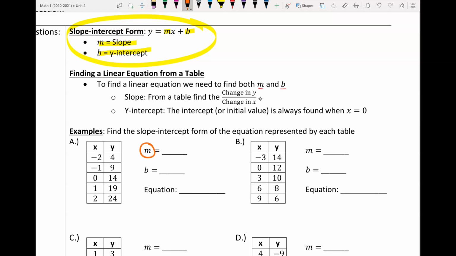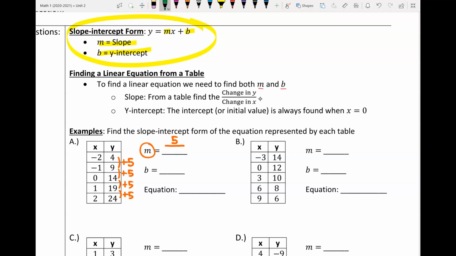Alright, so let's find our slope. We need to find the change in y. What does that mean? I'm going to look down these y values and see what the change is. I want to make sure that my slope is the same between every two given points. So we have 4 and 9. How do we get from 4 to 9? That change is adding 5. 9 to 14 is also add 5. Here, add 5. Here, add 5. So that is our change in y, 5.